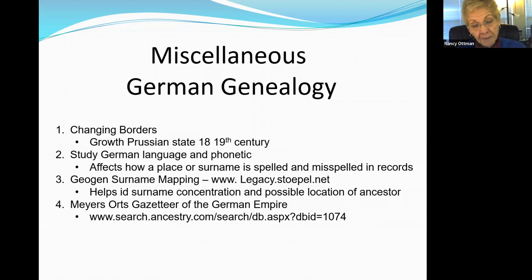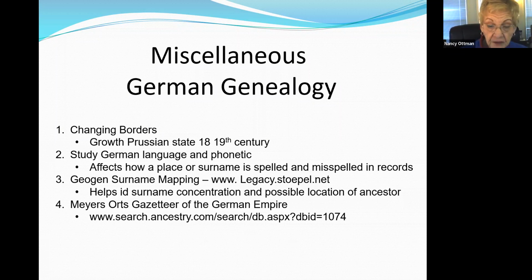The surname mapping is a good place to go if you have a surname and you want to see where that concentration is located, because you can put in, I want to know how many Ottmans were located in 1750 or 1850 or 1900 in Germany, and it will show you that concentration. So that again, if in 1750 you haven't been able to find that village, it will at least give you a starting point of where you can start looking in those church records for that particular name.